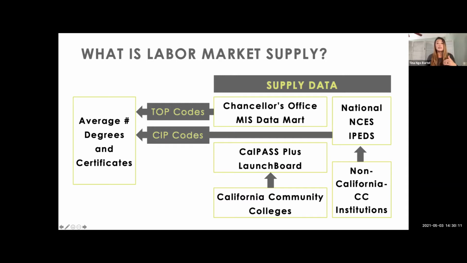So we take all of the data reported from the institutions through top codes and zip codes, and we calculate the number of degrees and certificates awarded by the institutions. That's how we calculate supply. So again, demand is the number of job openings available. Supply is the number of degrees and certificates that feed into those job openings. So they're usually related.